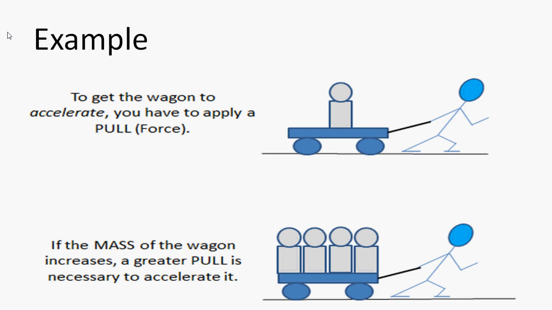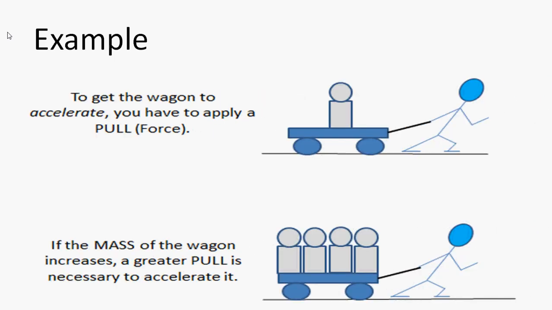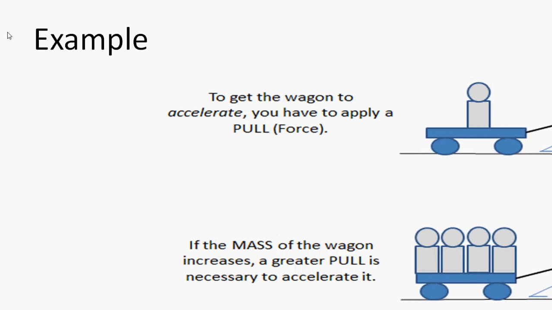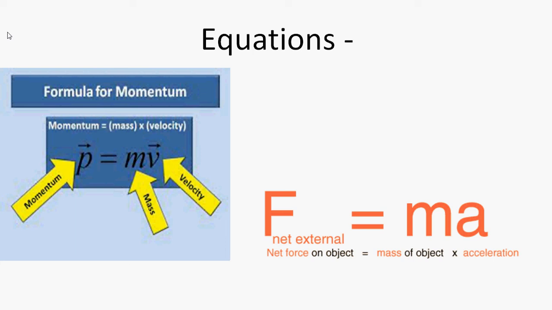Now here we see a man is pulling this wagon. To get the wagon to accelerate, one has to apply a pulling force. Without the pulling force, we can't move or accelerate that wagon, right? So a pulling force is applied to make it move. Similarly, in the diagram below, the second one, the mass is more. When the mass is more, more pulling force is required. Greater the mass, greater the pull necessary to accelerate it. Fine. Now we will see the equations that are based on the second law.